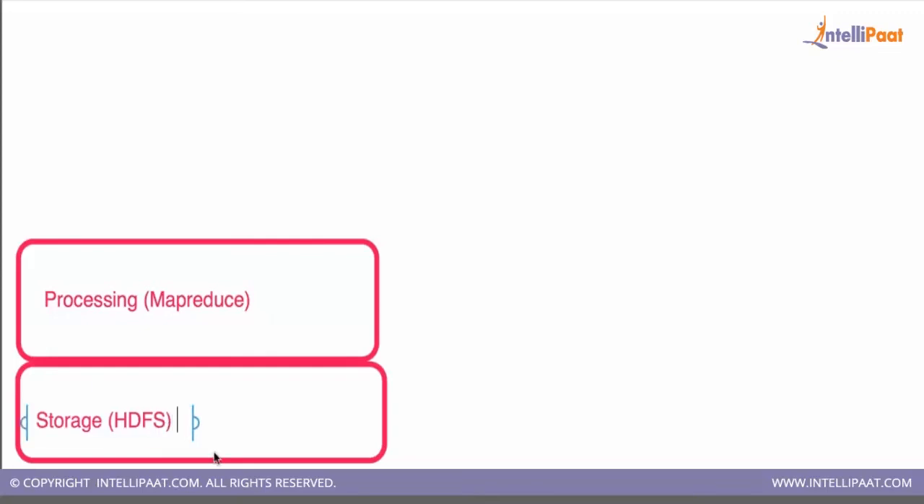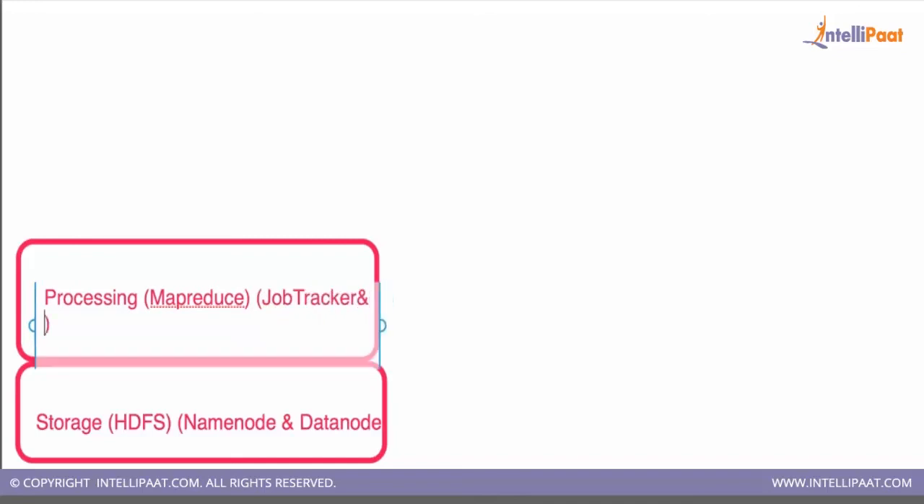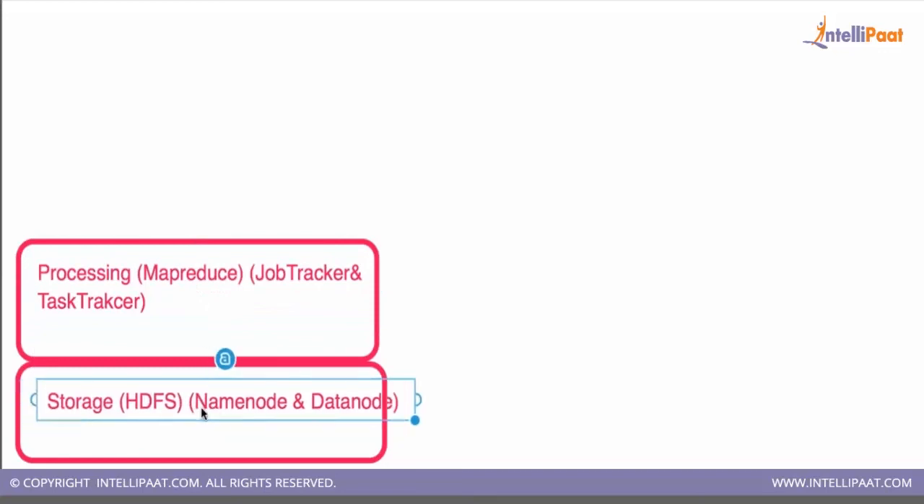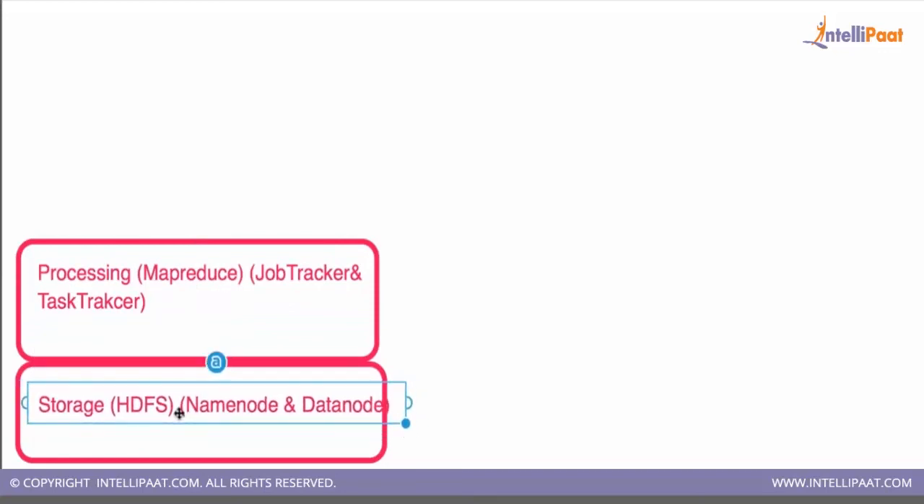Now, again, it's a master slave. The master in HDFS is called name node, and the slave is called data node. In MapReduce, the master is called job tracker, and the slave is called task tracker. Simple stuff. So for storage, the team is called HDFS and has two processes: data node and name node. For processing, it is job tracker and task tracker. So life is very, very simple here.